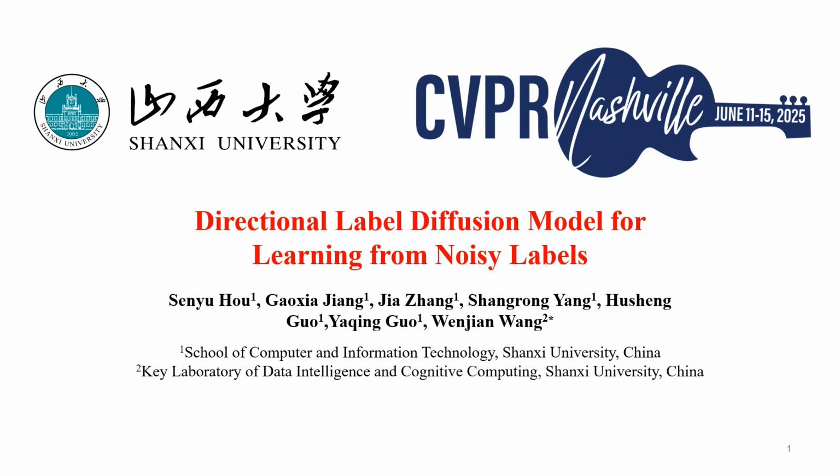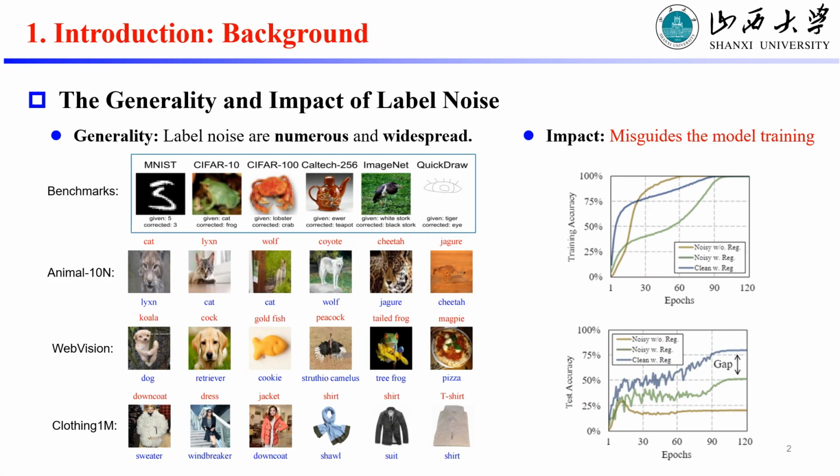I'm very pleased to introduce our work titled Directional Label Diffusion Model for Learning from Noisy Labels. There are two main aspects to the background of our work: the prevalence of label noise and its negative impact.